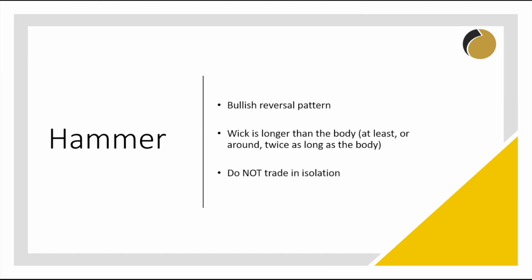So just to recap, the hammer candlestick is a bullish reversal signal. The wick tends to be longer than the body, at least or around twice as long as the body. And I do want to reinforce that you shouldn't trade it by itself. Don't just use a hammer by itself. Look at potentially other indicators like MACD or stochastic oscillator, just as an example. Or you can also use other patterns or other candlesticks as well. But please do use it with other things or other technical indicators as a confirmation. Don't just trade based on the hammer.